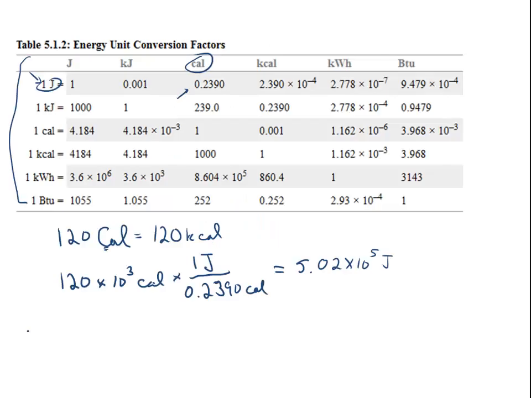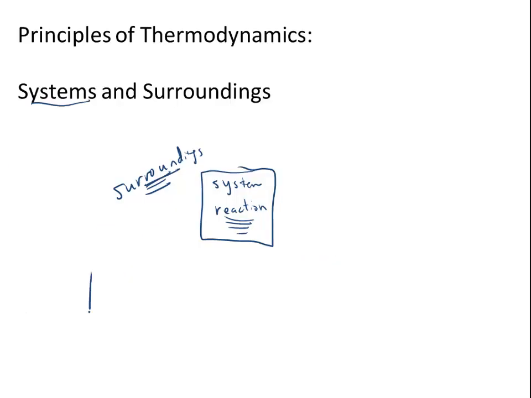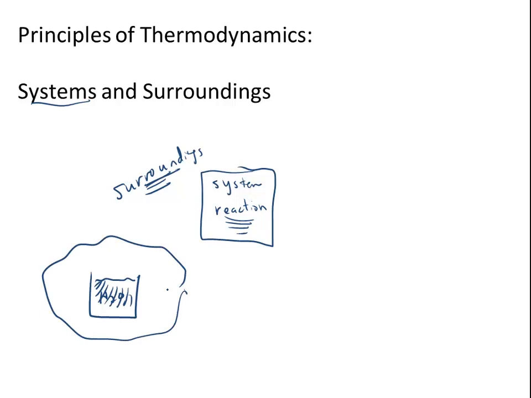So if you were, for example, boiling some water, it's the water that's the system, and all of the air around it is the surroundings. So whenever you're dealing with a thermodynamic system, you need to define what it is you mean by the system and what it is you mean by the surroundings.